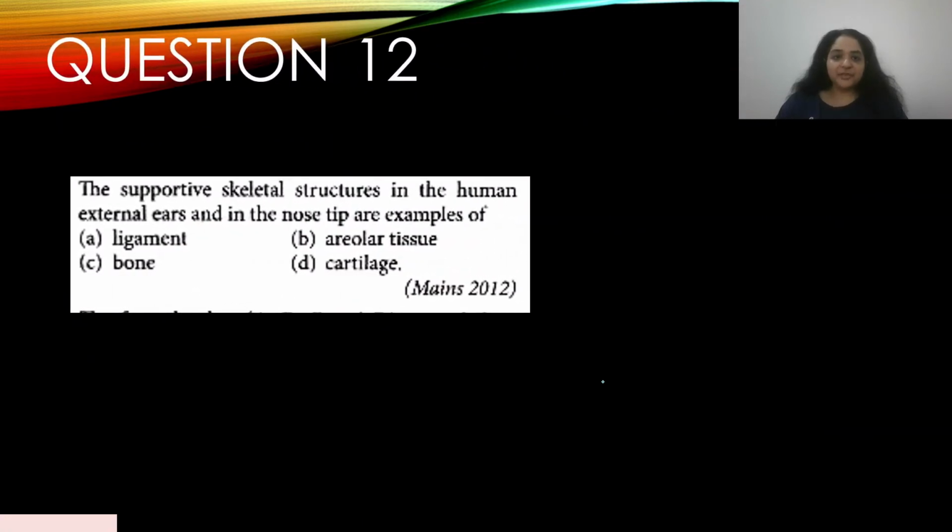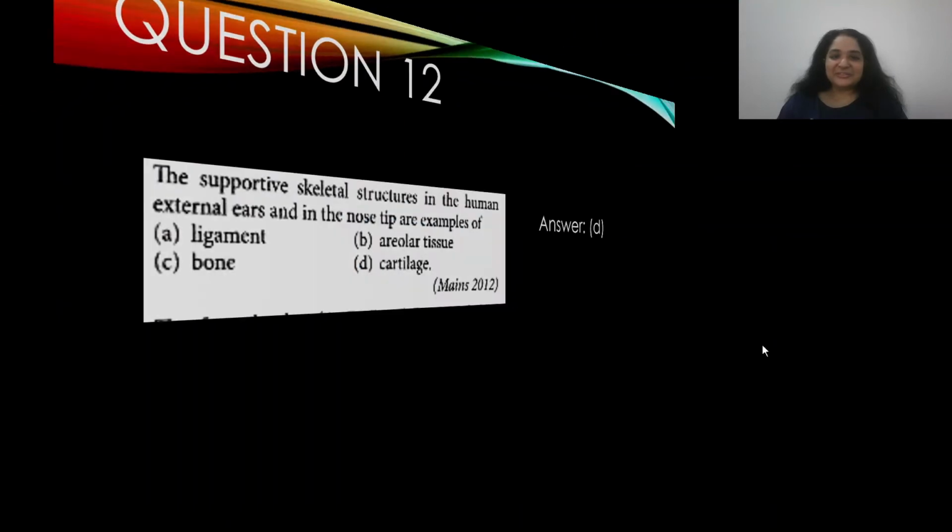Question number 12. The supportive skeletal structures in the human external ears and in the nose tip are examples of, this appeared in mains 2012. A, ligament. B, areolar tissue. C, bone. And D, cartilage. So external ear and the nose tip are actually examples of cartilage. That's why cartilage is present. So the answer is D. I don't know what went wrong with my pen, but anyway, let's go to the discussion.